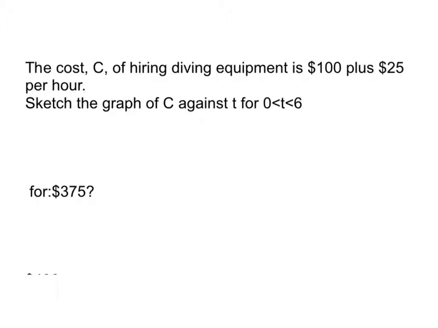The next part of this question is asking us to sketch the graph of C against T within the domain of 0 to 6. Probably the easiest way of drawing a linear equation for something like this is to work out the coordinates of the two endpoints of that graph. So when T is equal to 0, we already know that from the original equation. I'll just write the equation up here again. C is equal to 100 plus 25T.